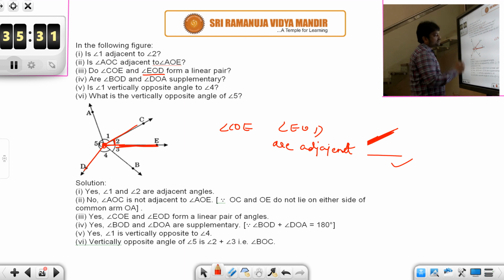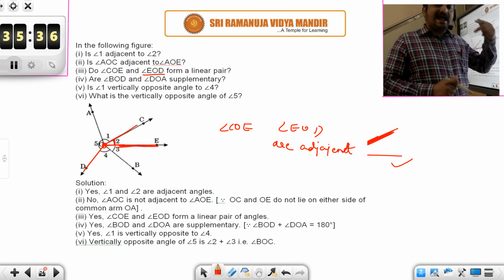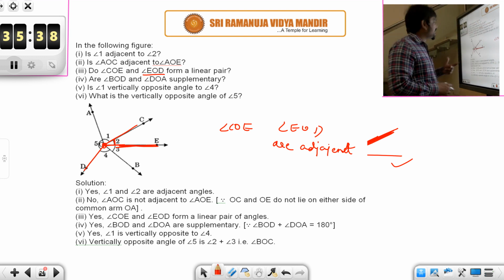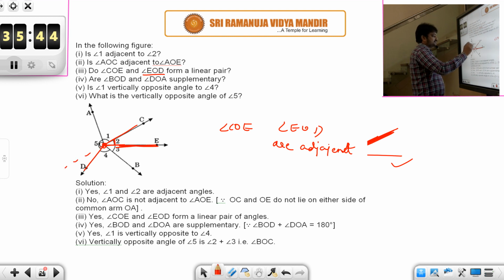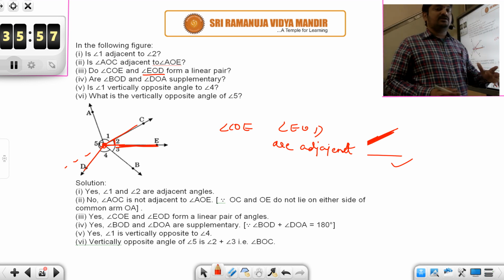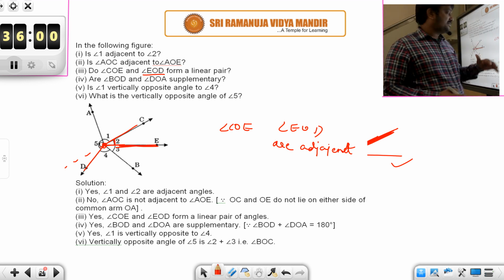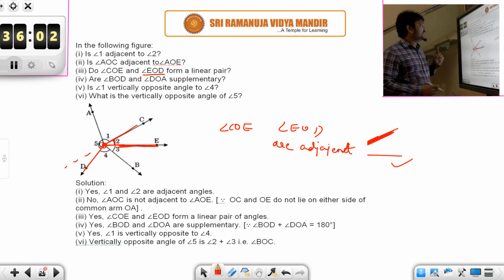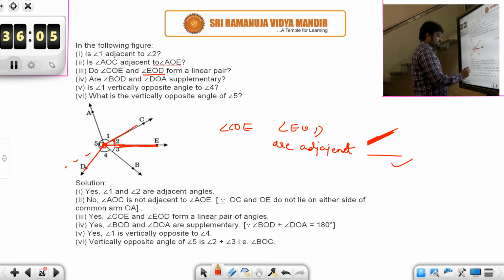Now the question is, do they form a linear pair? Means, first of all, the pair needs to be adjacent angles and their sum should be 180 degrees. Do you think this is a straight angle? If it is a straight angle, then the answer is yes. If it is not a straight line, then the answer is no, they don't form a linear pair. Because for a linear pair, the angles should be adjacent angles and the sum should be 180. Okay. And the next question. So this answer is no.